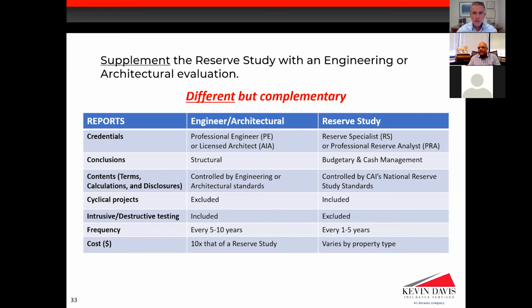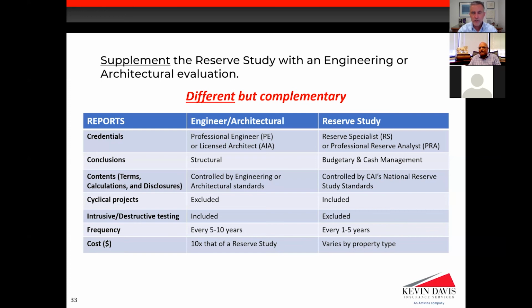The cyclical projects, the normal cyclical things like painting, sealing the asphalt, replacing the carpet, are totally ignored in an engineering or architectural report. But those are the fundamental projects that fuel what's going on, what the cash needs are, and that's defined in a reserve study. There's clear intrusive or destructive testing in an engineering or an architectural report. That type of work is not done.